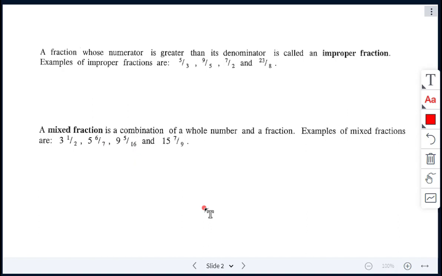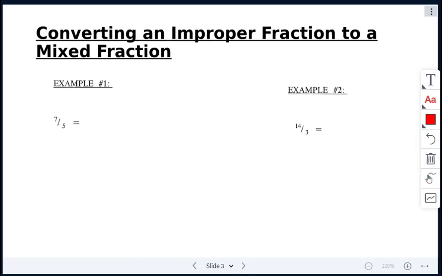So what we're going to look at today is being able to take the improper fraction and write it as a mixed fraction and vice versa. All right, so let's take a look at our first example. So we have 7 over 5. Well, that's an improper fraction. So we have to be able to put it into mixed fraction form.